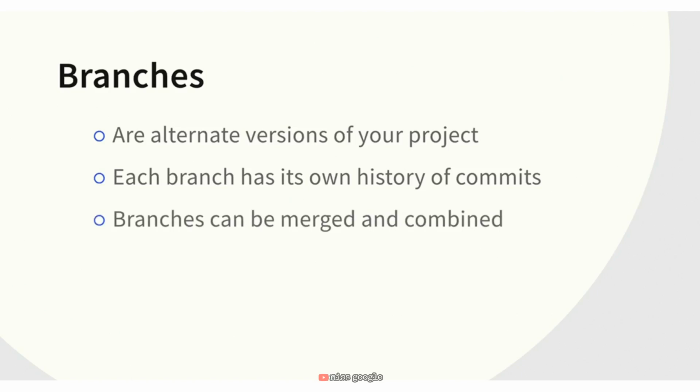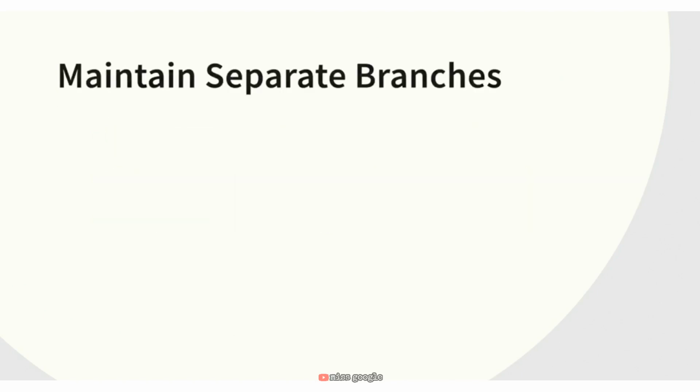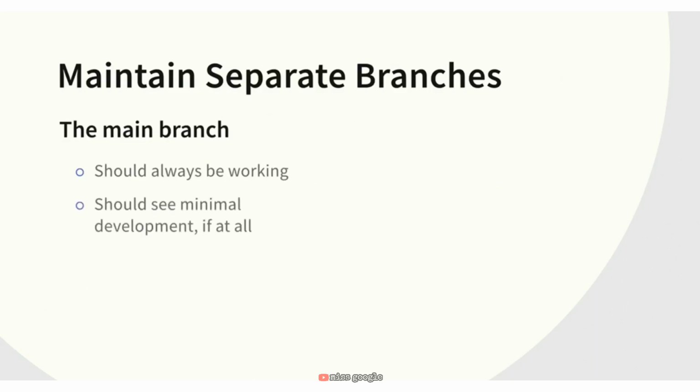And so from this emerged the following practice of maintaining separate branches for your project, where you would have one main branch. This is the one that should be stable. It should always be working. And it will change from a team to the next, but typically it should see minimal development, if at all. This is not where you want to be trying the crazy ideas.